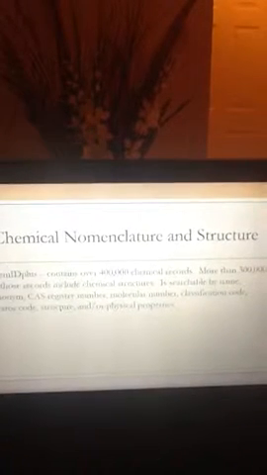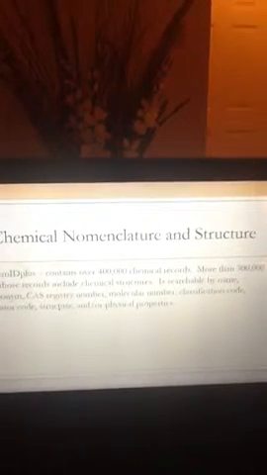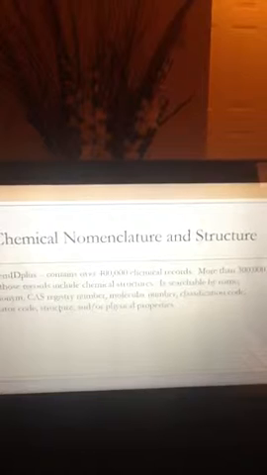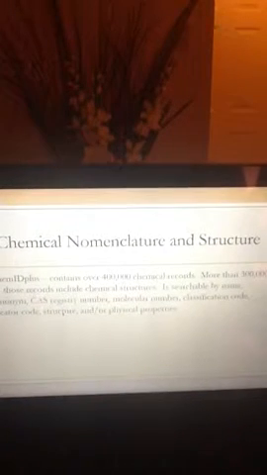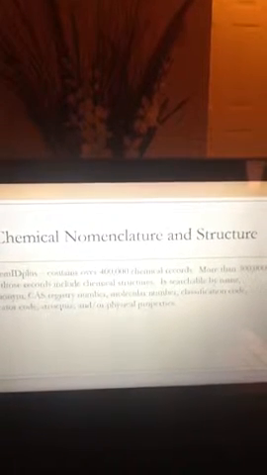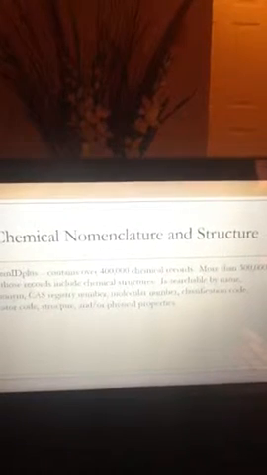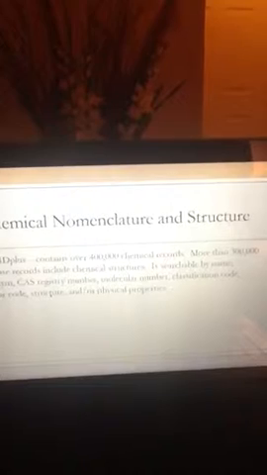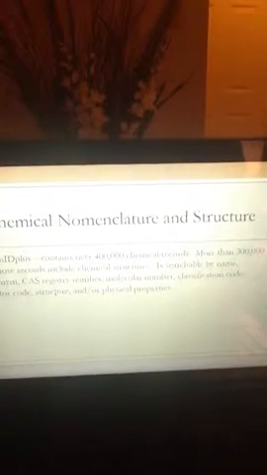Next we have chemical nomenclature and structure, and this is ChemID Plus, and it contains over 400,000 chemical records. Now, more than 300,000 of those records include chemical structures, and it's searchable by name, synonym, CAS registry number, molecular formula, classification code, locator code, structure and/or physical properties. And this is ChemID Plus.